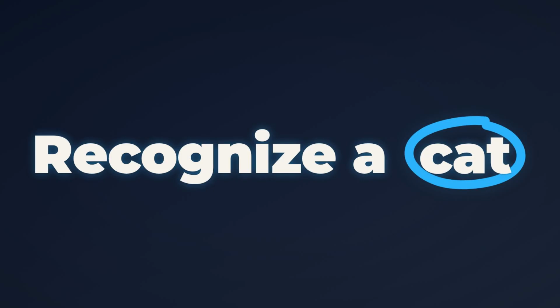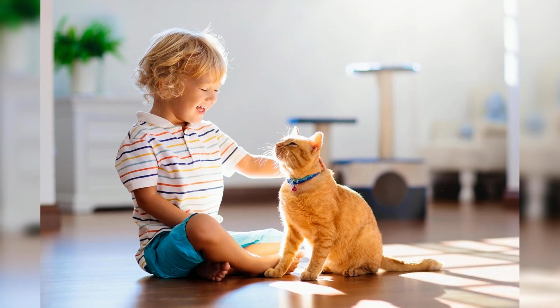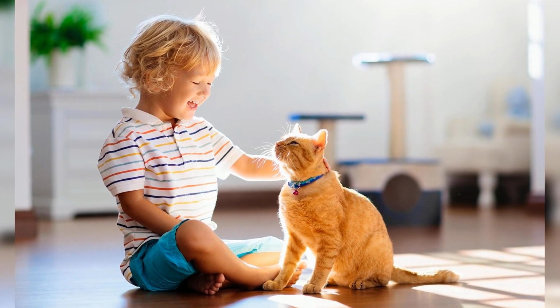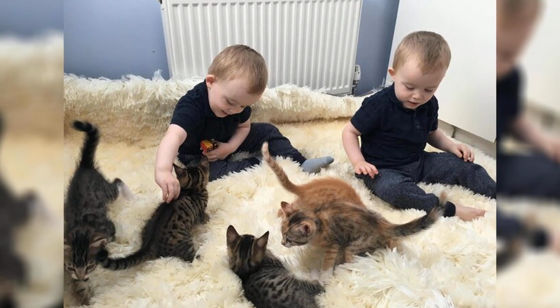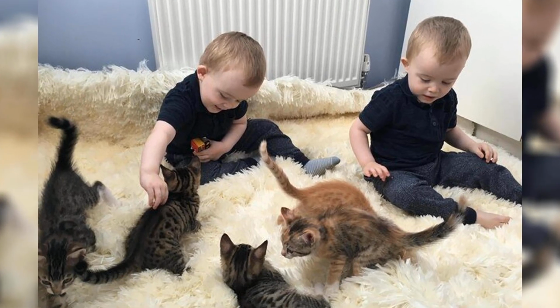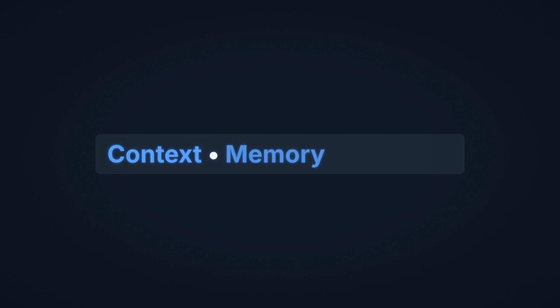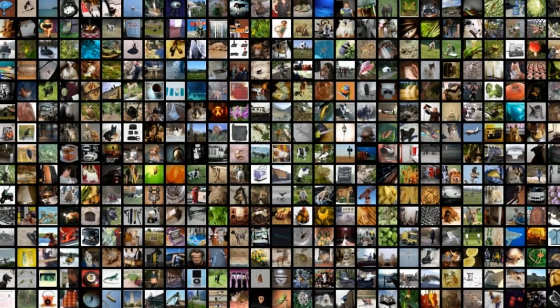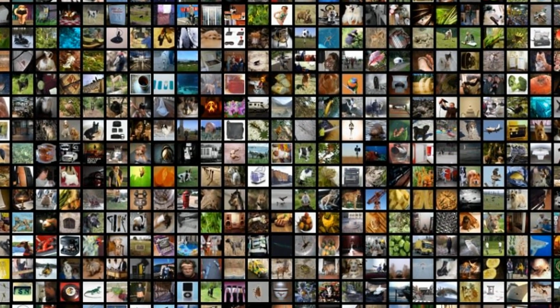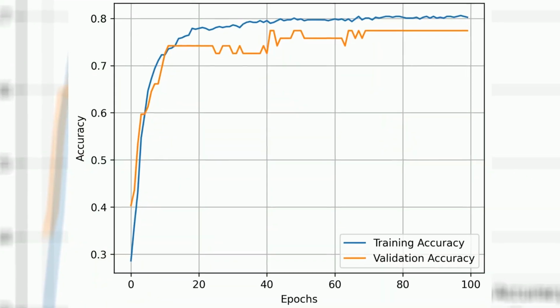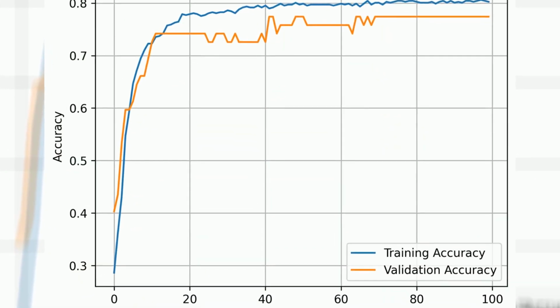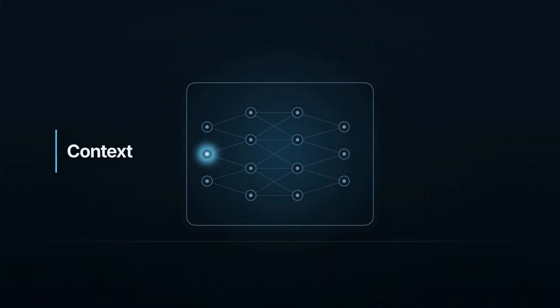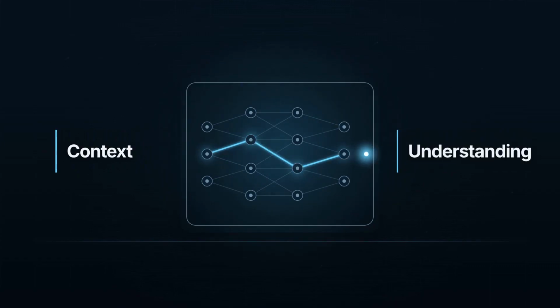A child doesn't need a million images of cats to recognize a cat. A few encounters, combined with senses, context, memory, and an understanding of what cat means within a broader world, are enough. Artificial neural networks are data hungry. They need massive data sets, sometimes millions of examples, just to achieve basic accuracy on a specific task. They have no context. They have no understanding.